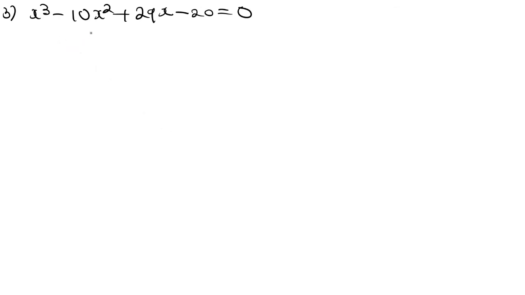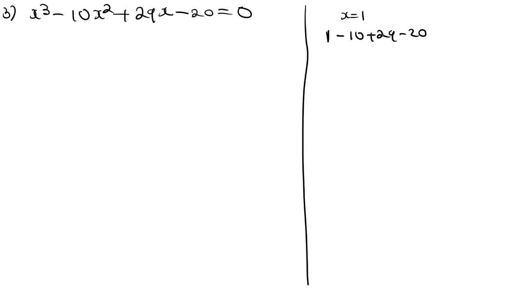See the next question. x cube minus 10x square plus 29x minus 20 equal to 0. Again you need to use inspection method, roots between minus 3 to plus 3. Okay, so here see, suppose I am substituting x equal to 1, then what you will get, just check: 1 cube is 1, minus 10, plus 29, minus 20. See, 1 plus 29 is 30, minus 10 minus 20 is minus 30, clearly you will get equal to 0. So x value is equal to 1.